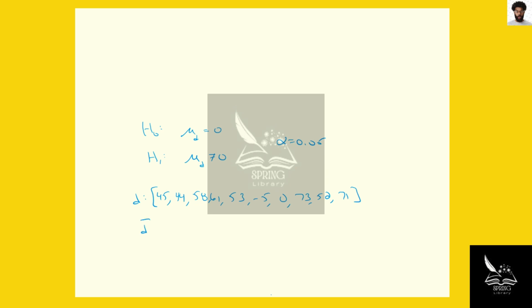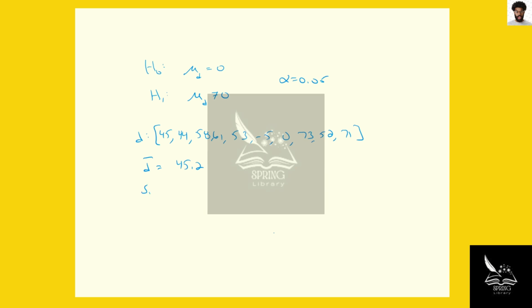And now the mean of the differences would be the average of these 10 values. Add them up and divide by 10, or use a calculator with a stats package and enter the data. And we get 45.2. And now the standard deviation of the differences, again, I'm just going to use a calculator. And I get about 26.92.